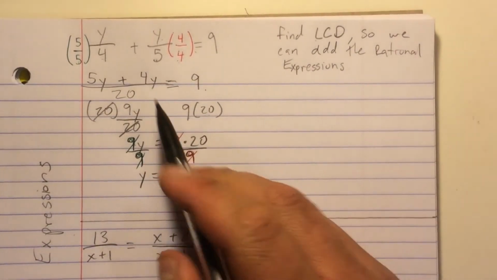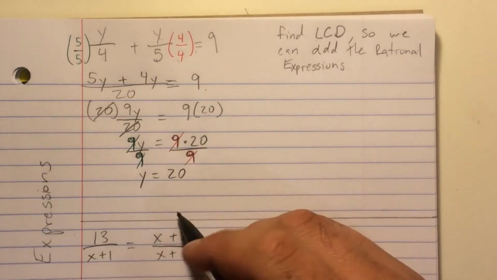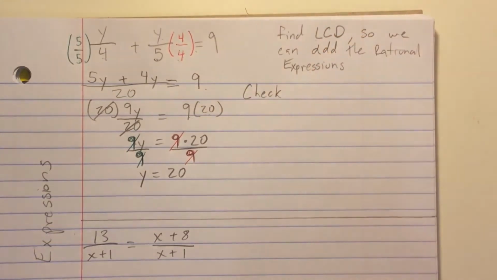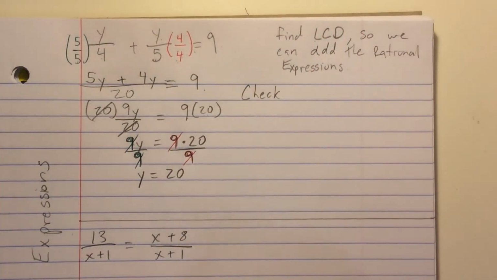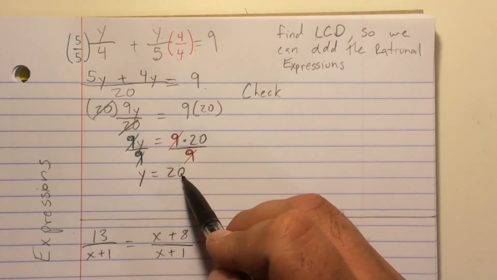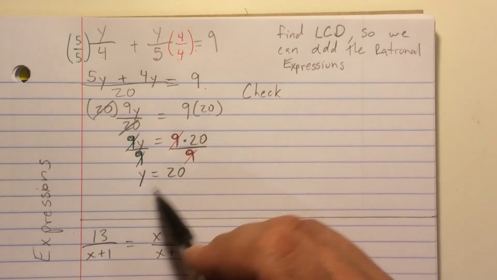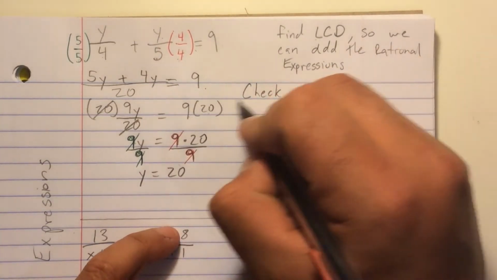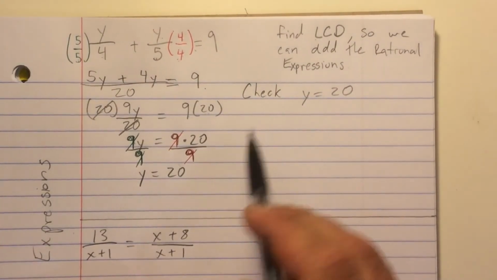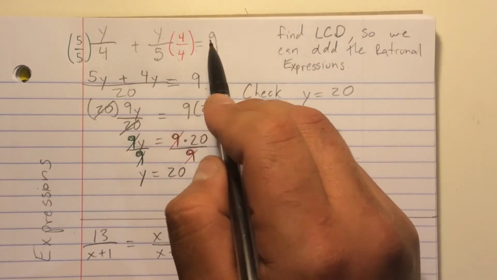But because these are rational expressions, we have to make sure we don't have any extraneous solutions. So we're going to go back and check. An extraneous solution is basically a solution that doesn't make it true. It might work out that it equals this, but it could be part of the excluded value, or when you go back and check, it doesn't actually work out. So we're going to check that y is equal to 20. To do that, we plug that back into our original equation of y over 4 plus y over 5 equal to 9.